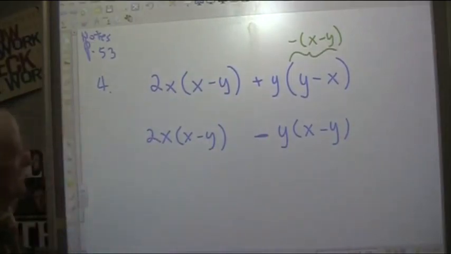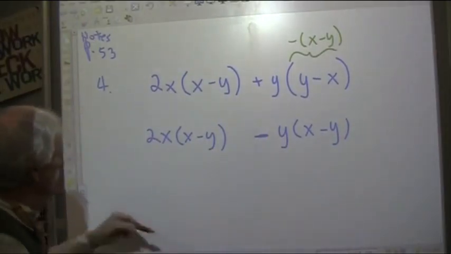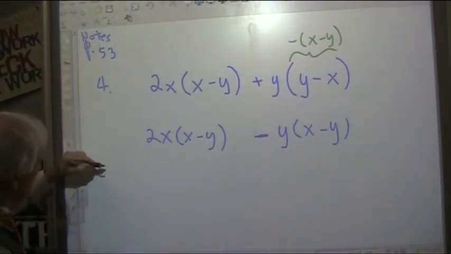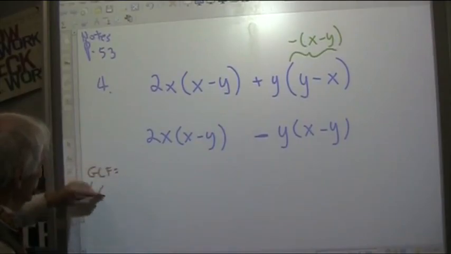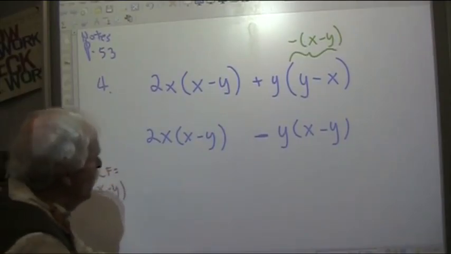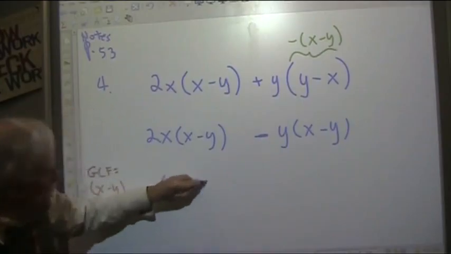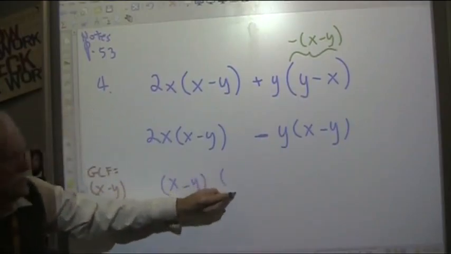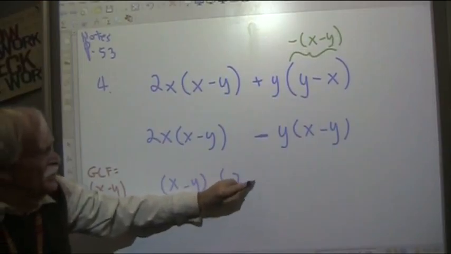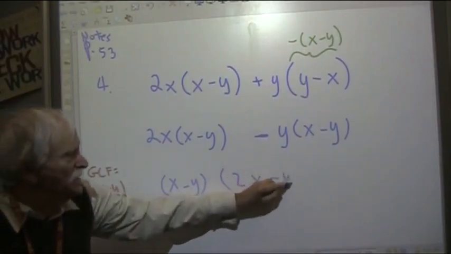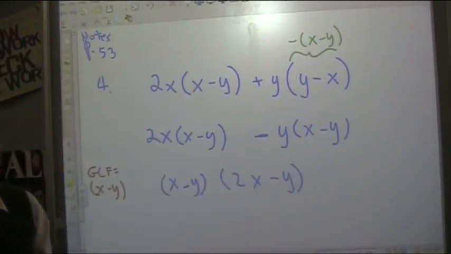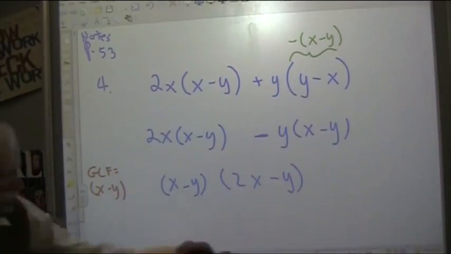Great. All right, so what's my GCF here, ladies? X minus y. GCF equals x minus y. We write that down first. X minus y. Okay, and then residue is 2x minus y. And you ladies all did beautifully.